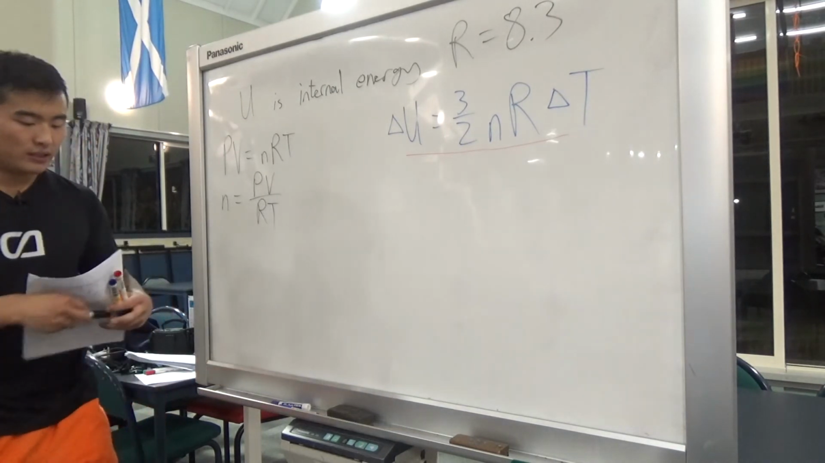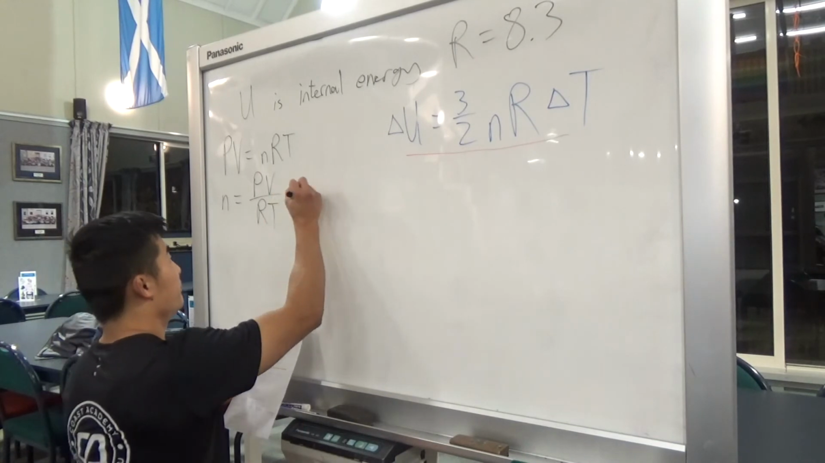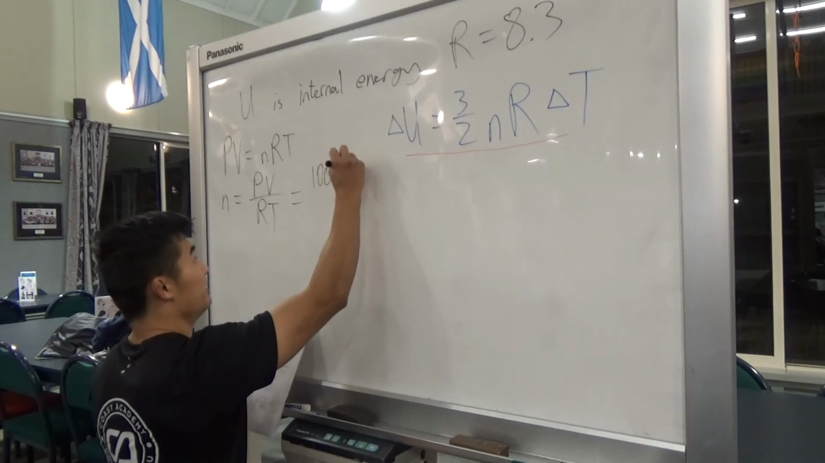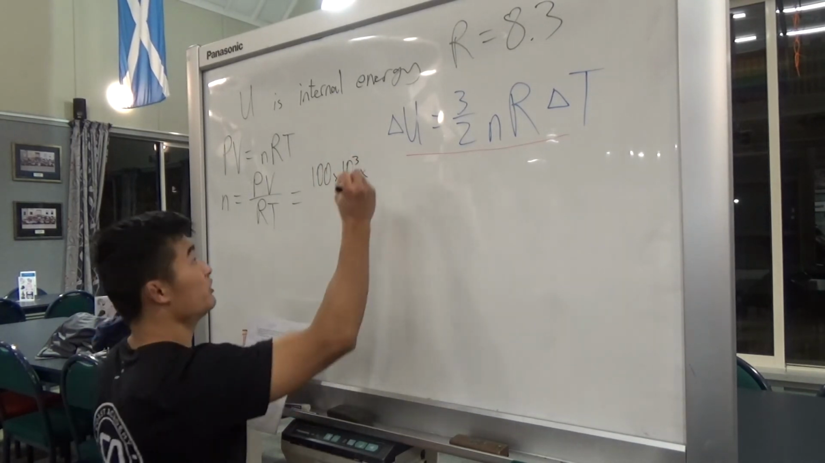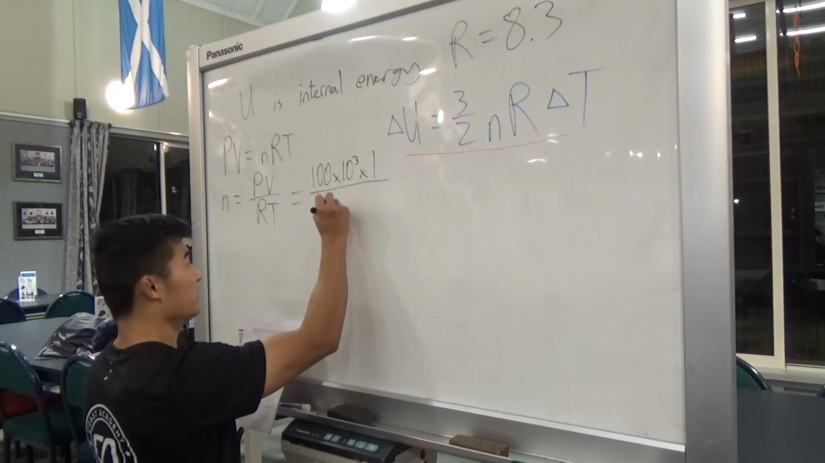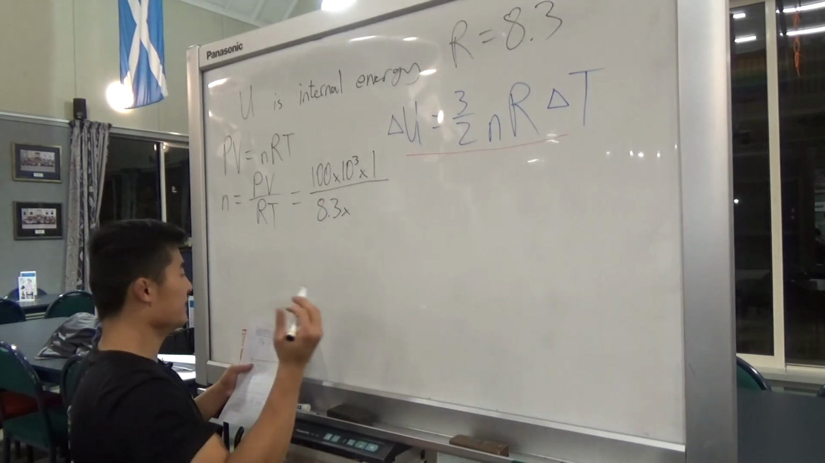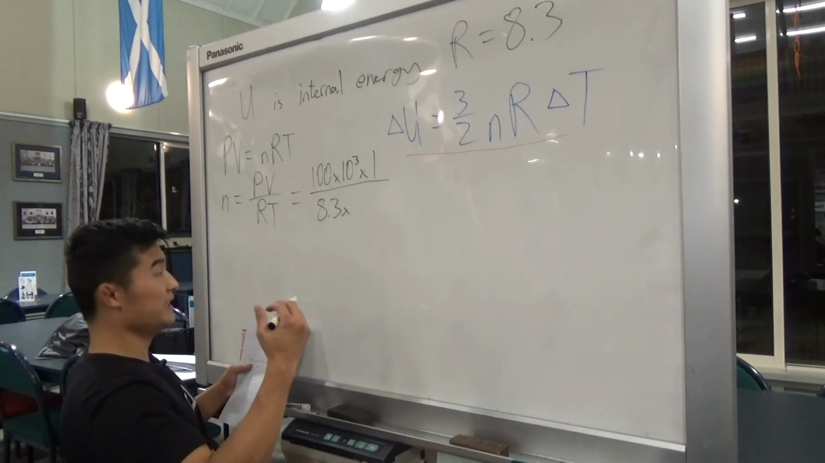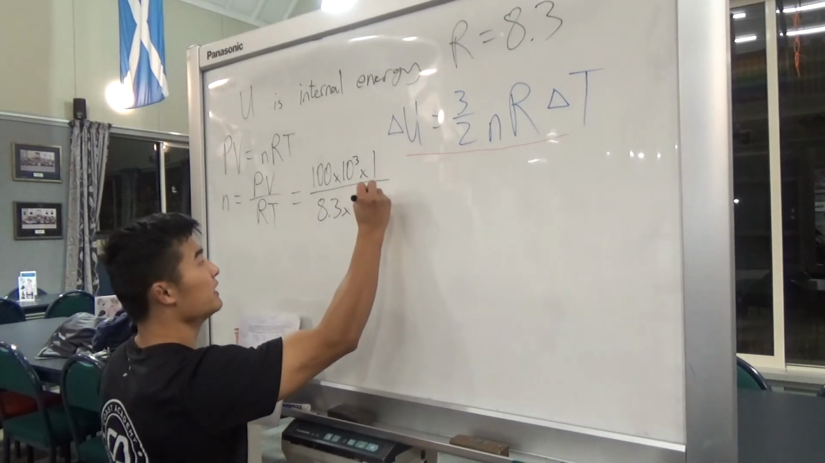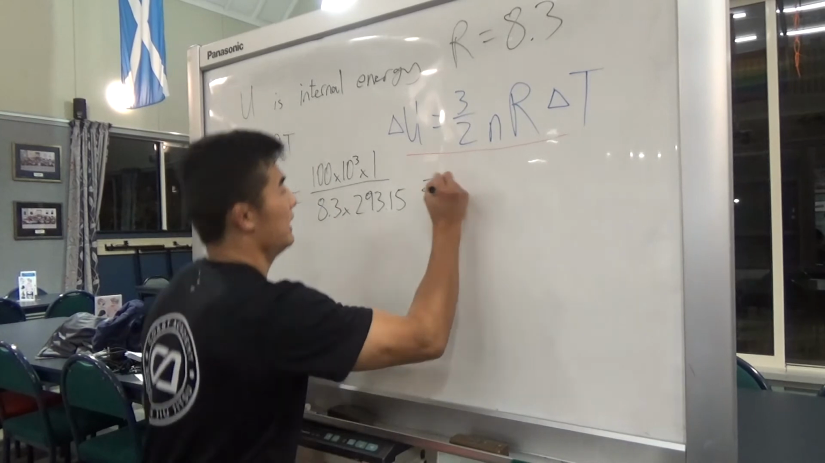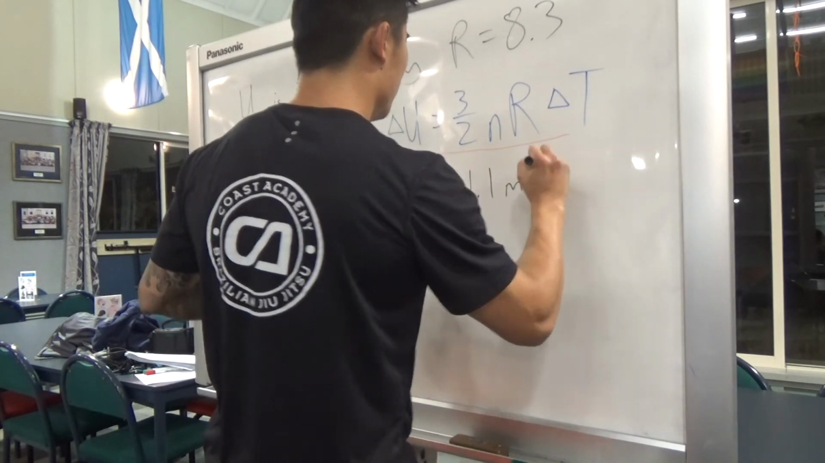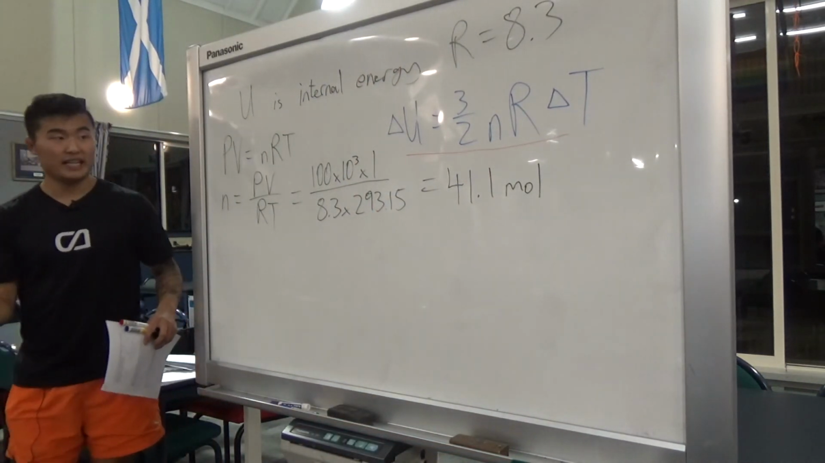So that will be the pressure before the temperature increase, which was 100 kilopascals. So 100 times 10 to the 3, times our initial volume, which was 1 meter cubed, and then our R value, which is 8.3, and our initial temperature, which was 20 degrees Celsius, so we have to convert that into kelvins. 20 plus 273.15 is 293.15, and that will give you 41.1 moles. So we figured out the number of moles that we have.